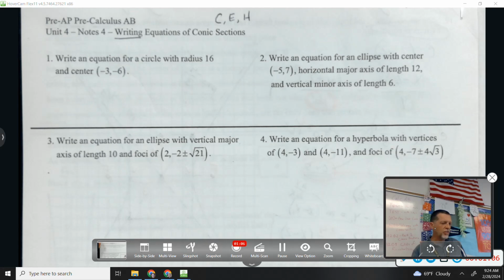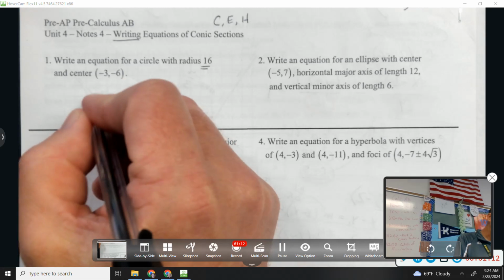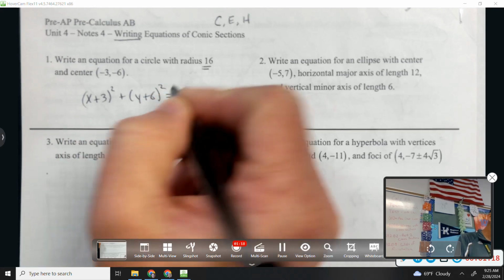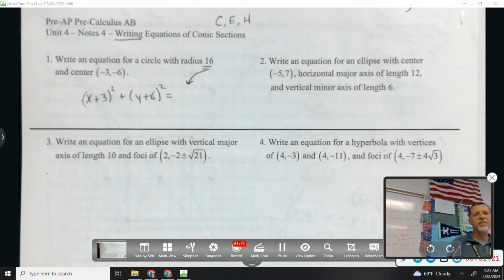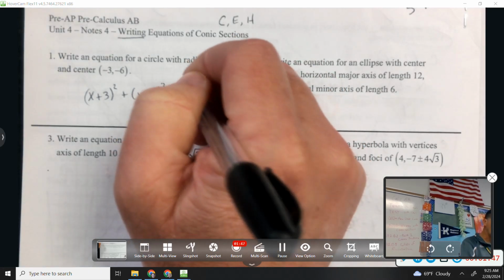Okay, write an equation for a circle with radius 16 and center -3, -6. So (x + 3) squared plus (y + 6) squared. Oh, this is baiting us to make a mistake. What goes on the other side of that equation? 16 squared, not 4. So they're trying to bait you into putting 4 there, but 16 squared is 256.